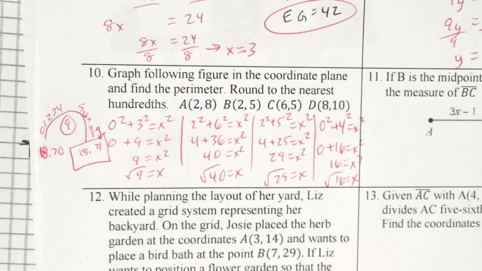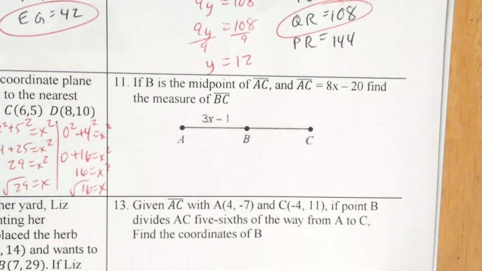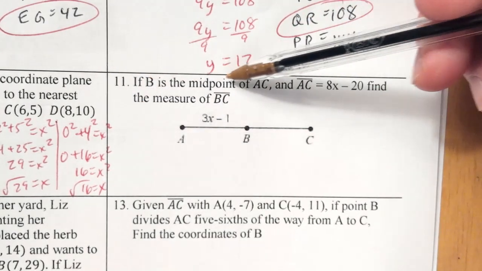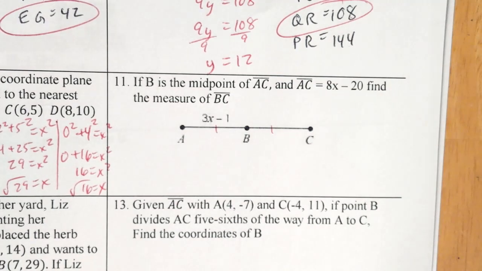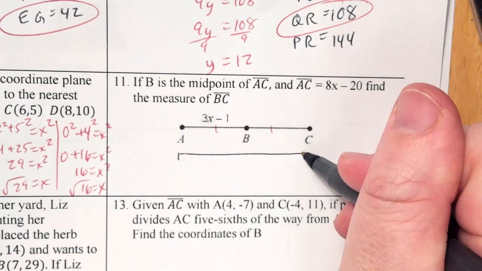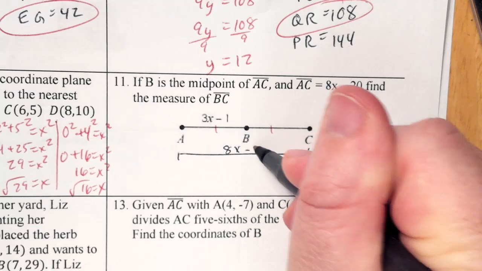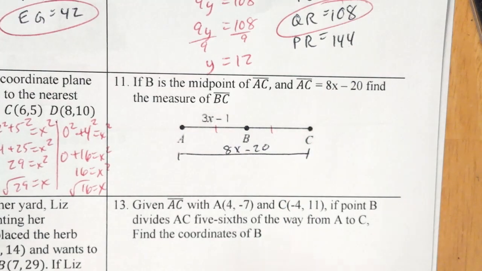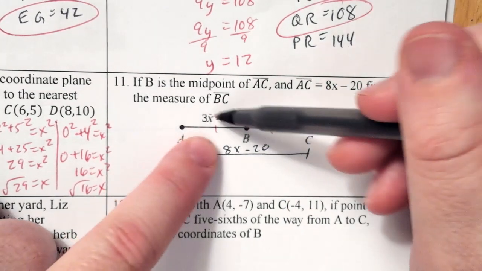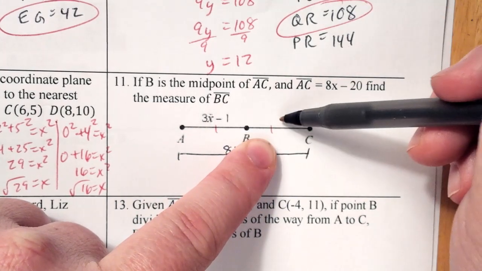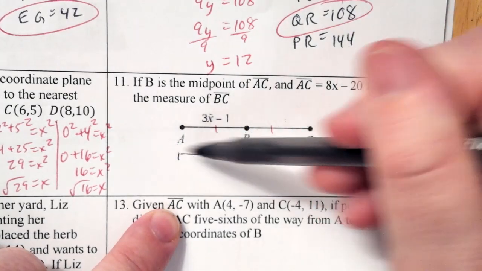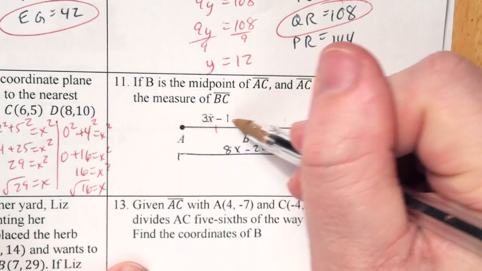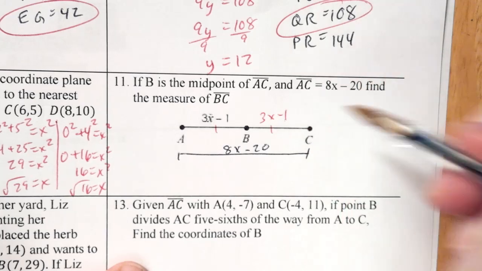All right, number 11. So number 11, they said if B is the midpoint, that means this is the middle of this. So this and this are equal. And they also said that A to C, so all this, is 8x minus 20. Now for midpoint, that means that the left side is equal to the right side, but we don't have anything there. So if we don't have that, we have to say this plus this equals the whole shebang. So if this is 3x minus 1, then the right side is also 3x minus 1.